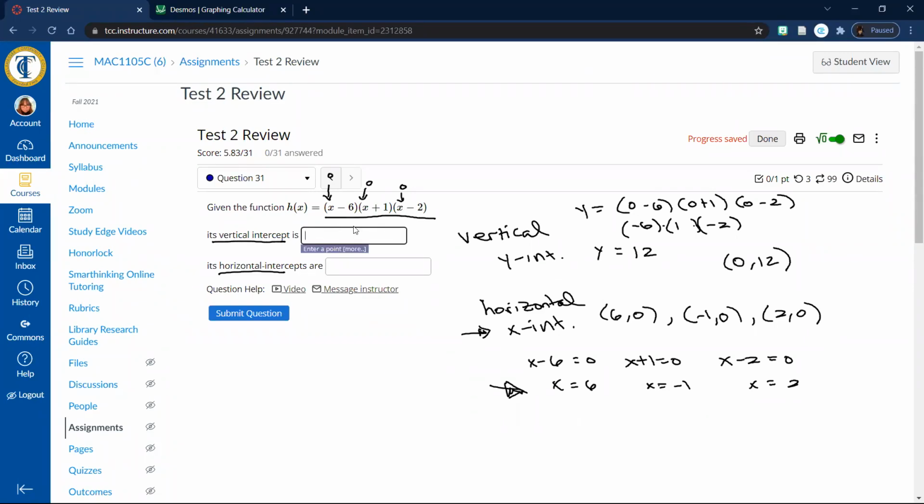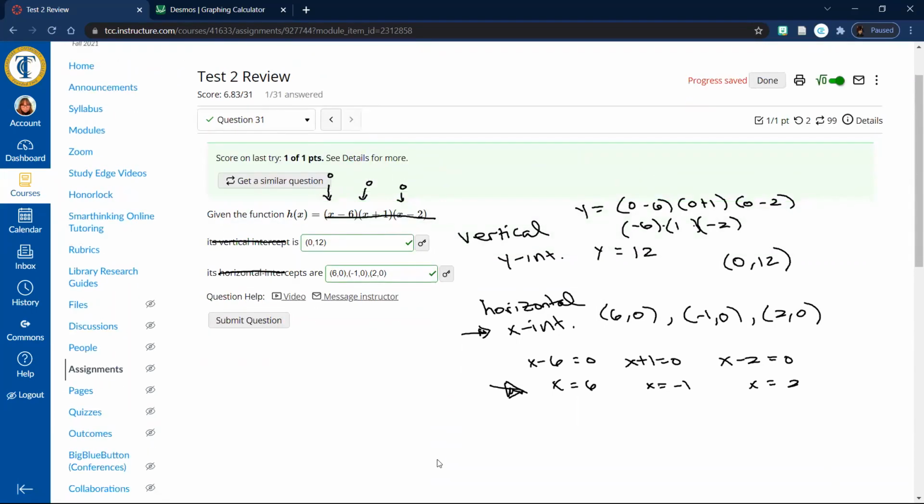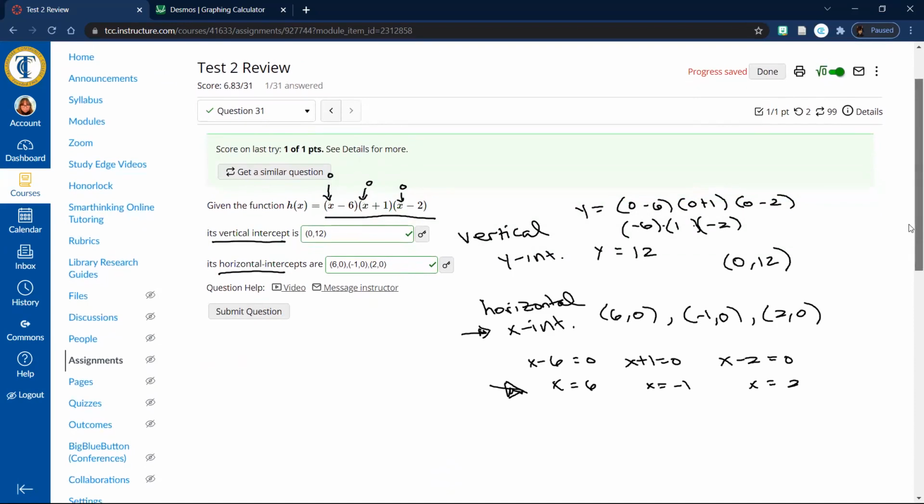So we said our vertical intercept was (0, 12). And our horizontal intercepts, using commas for them, are (6, 0), (negative 1, 0) — don't forget the negative — and (2, 0). Pretty solid?